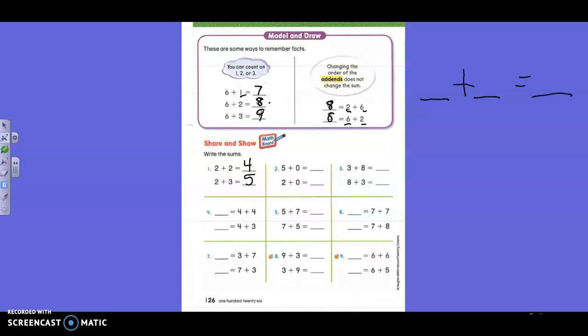Okay, 5 plus 0. 5. Anything plus 0 is the same number, right? 2 plus 0 is 2. 3 plus 8.